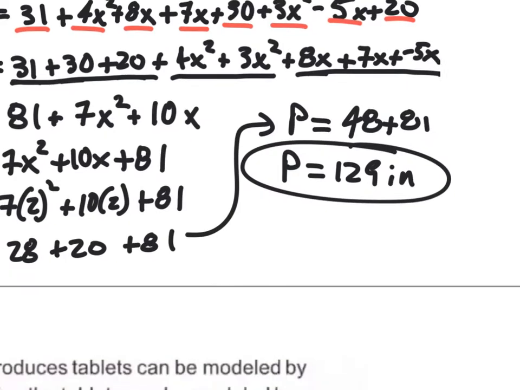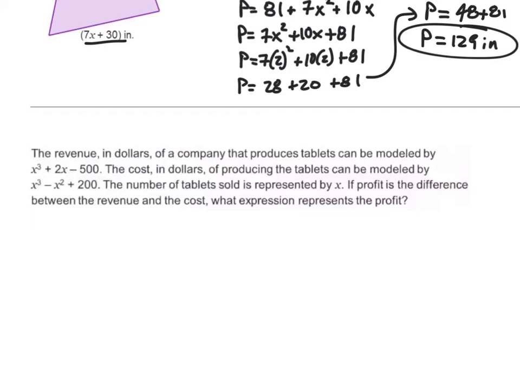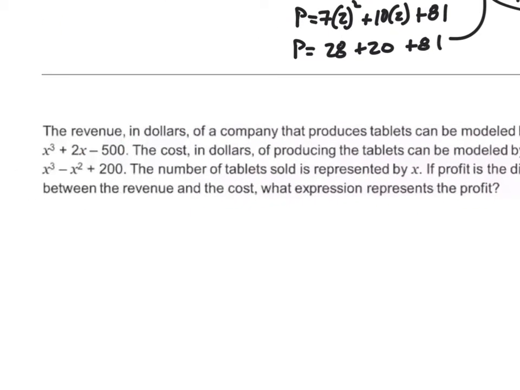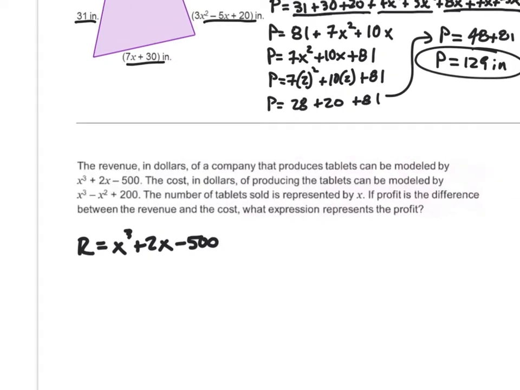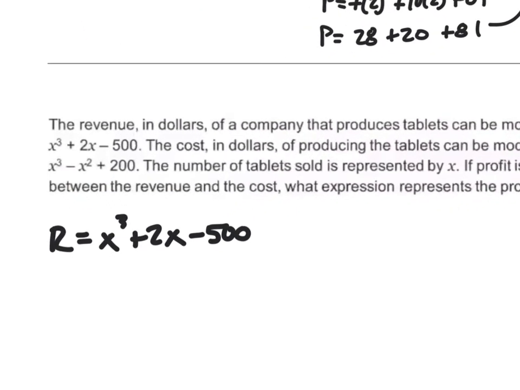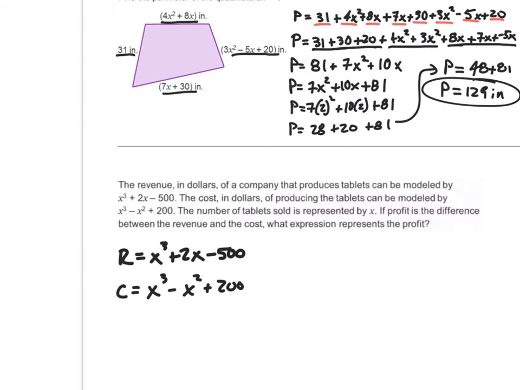The last one that we'll do is an application problem. And it says revenue in dollars of a company that produces tablets can be modeled by this equation here. So I'm going to say that my revenue, R, is equal to x cubed plus 2x minus 500. The cost in dollars of producing the tablets can be modeled by this function, so let's write that down, that the cost is equal to x cubed minus x squared plus 200. The number of tablets sold is represented by x.